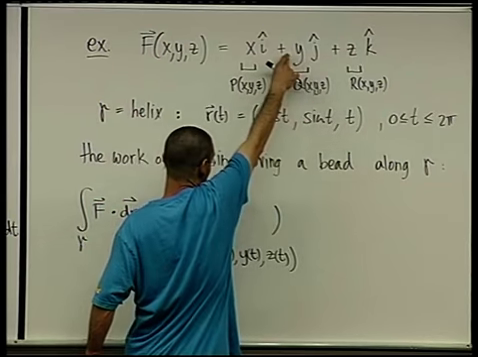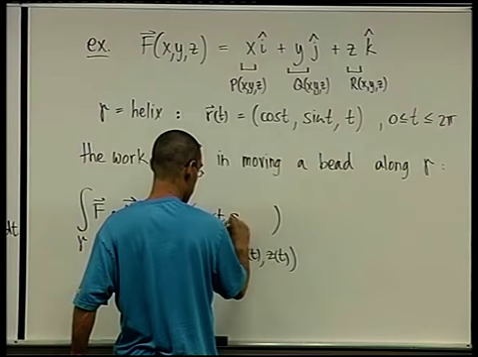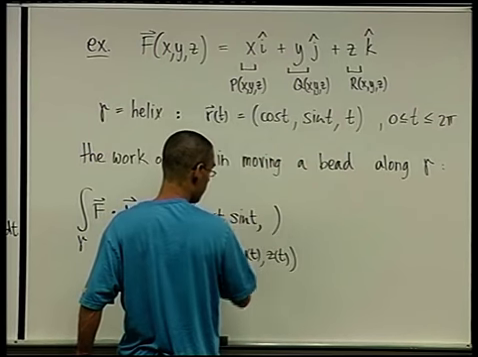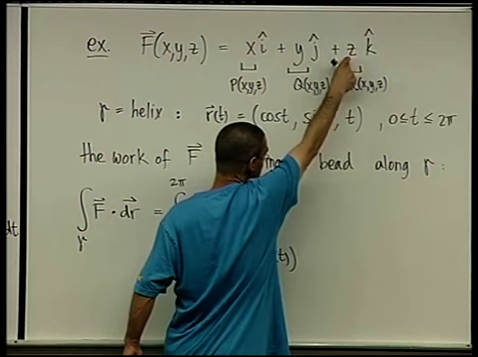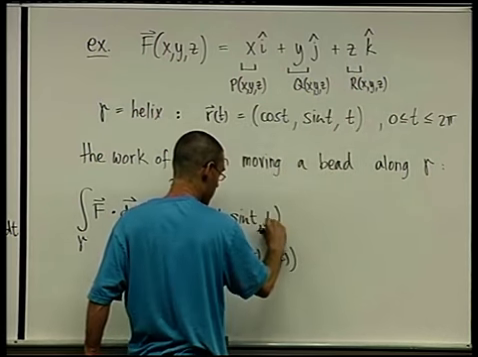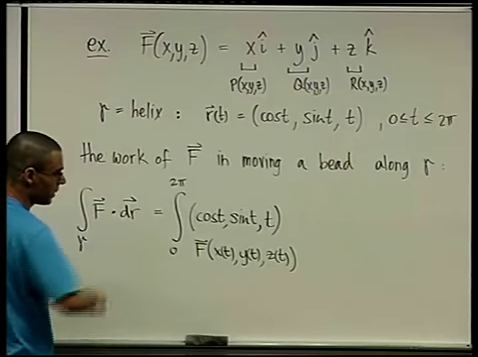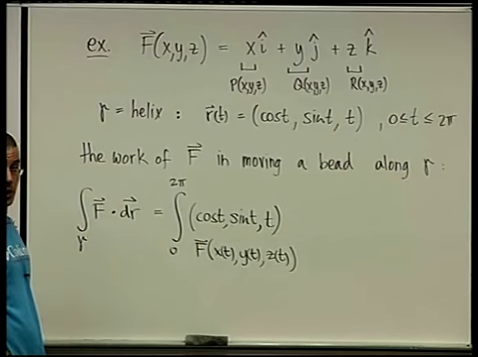Q is just y. Y is sine of t. So we have here sine of t. Z, r is just z, and z on the curve is just t. So do you agree that this is the field calculated on a point at the curve?